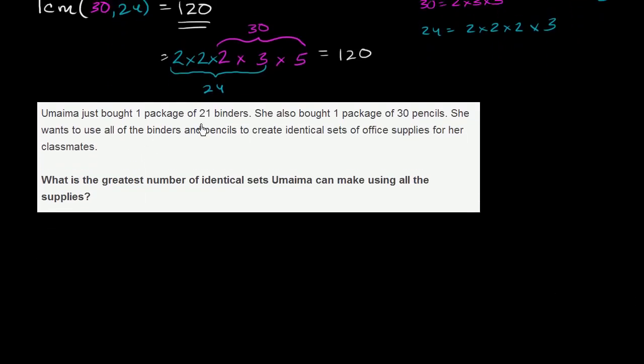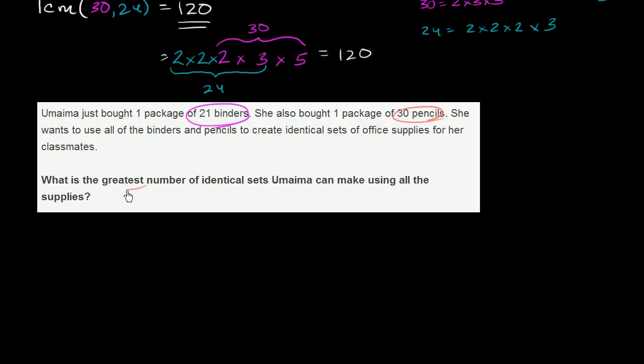Now let's do one more of these. Umama just bought one package of 21 binders. Let me write that number down, 21 binders. She also bought a package of 30 pencils. She wants to use all of the binders and pencils to create identical sets of office supplies for her classmates. What is the greatest number of identical sets Umama can make using all of the supplies?